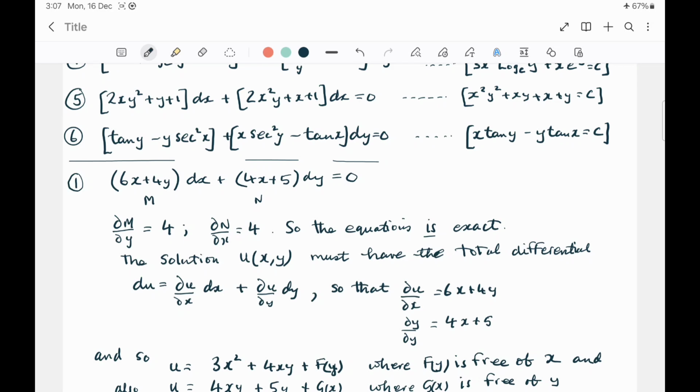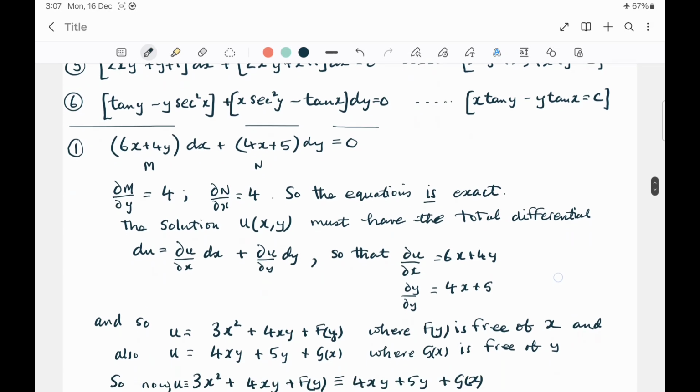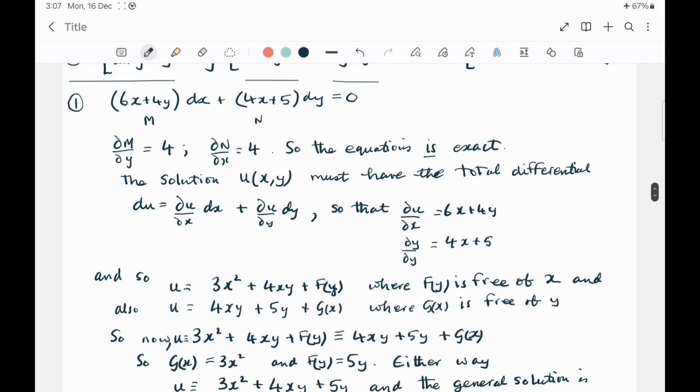And the solution u(x,y) must have the total differential, which we've mentioned before, partial du/dx plus partial du/dy, so that partial du/dx is equal to 6x plus 4y, and partial du/dy is equal to 4x plus 5. And so integrating, remember that in the first one, you regard it as a function of x only, because that's a partial derivative of u with respect to x.